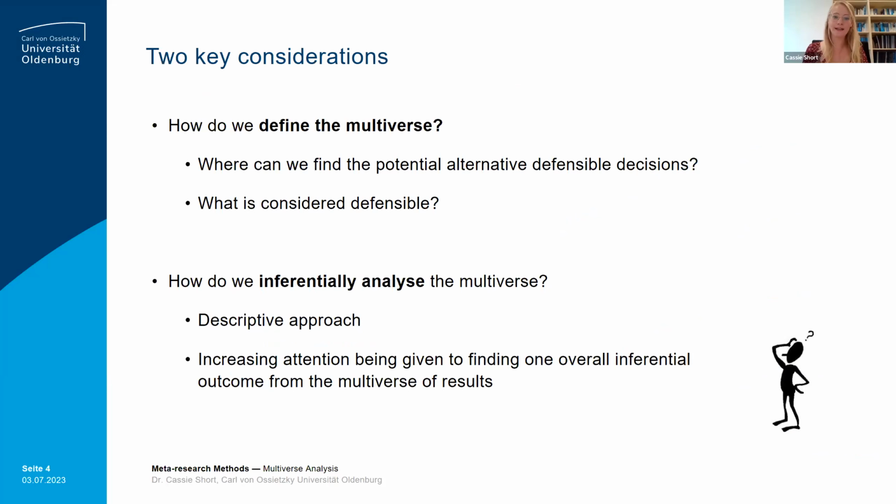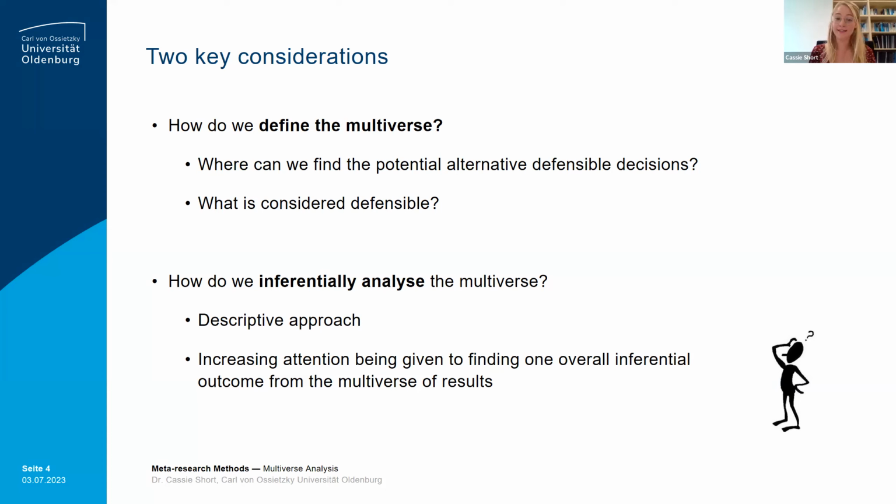And there are two key considerations that are currently receiving a lot of attention in the multiverse literature at the moment. The first is, how do we define the multiverse? So how big or small should our multiverse be? Where do we find these potential alternative defensible decisions for each step of the procedure? And how do we define defensible?